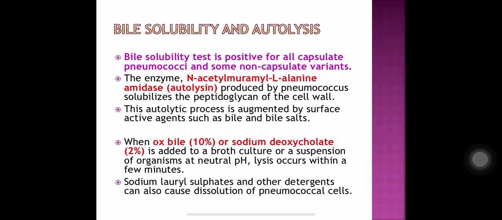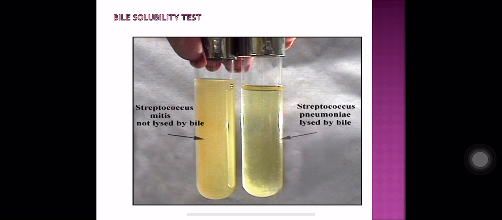The enzyme autolysin, that is N-acetyl-muramyl L-alanine amidase, produced by pneumococcus, solubilizes the peptidoglycan of the cell wall, which leads to autolysis, because of which the pneumococcus gets dissolved in bile. Bile solubility test is negative in Streptococcus mitis, there is no lysis with bile, but in Streptococcus pneumoniae there is lysis because of the autolytic amidase enzyme.